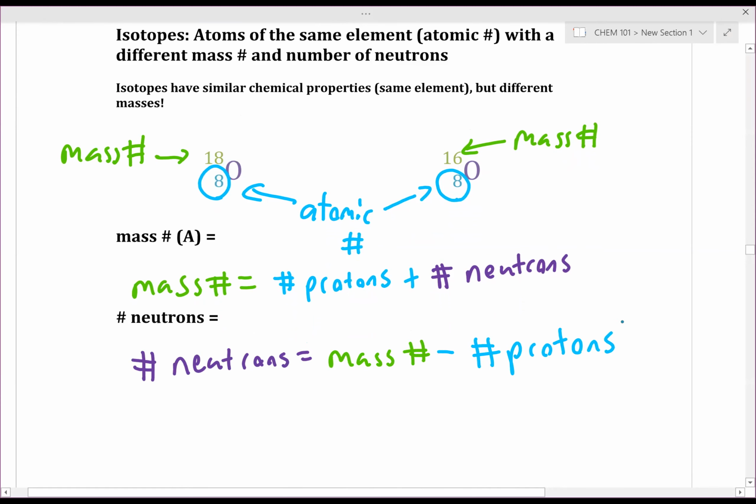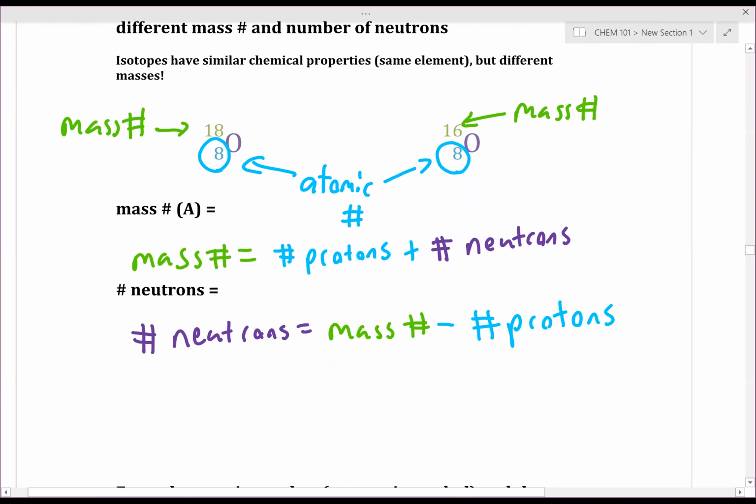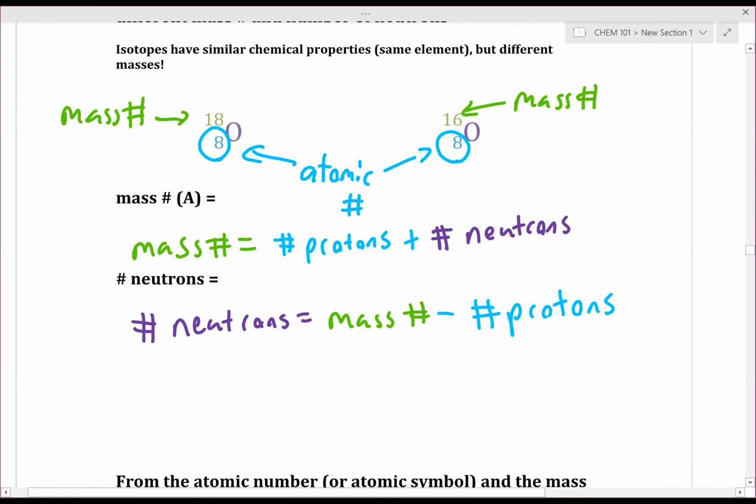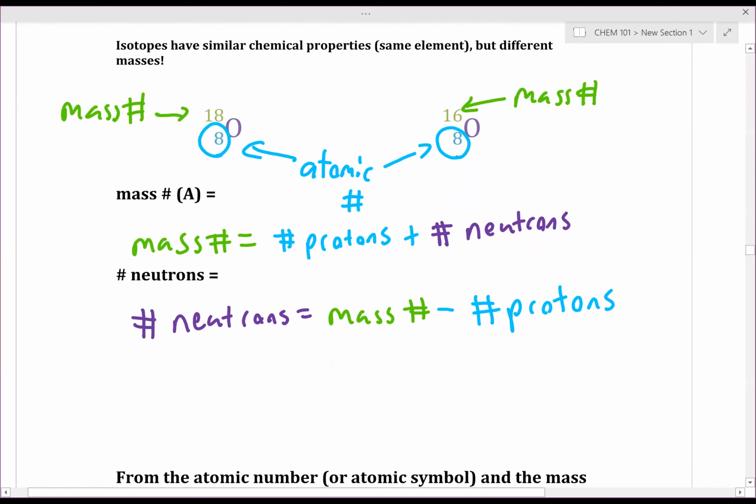So let's do a sample calculation for each of these two isotopes. Again, isotopes: same element, different mass. They have very similar properties, but slightly different masses. So let's take a look at oxygen 18/8.